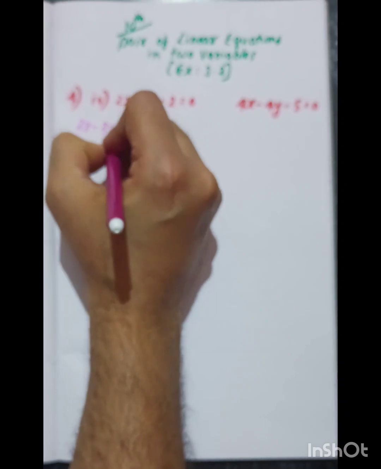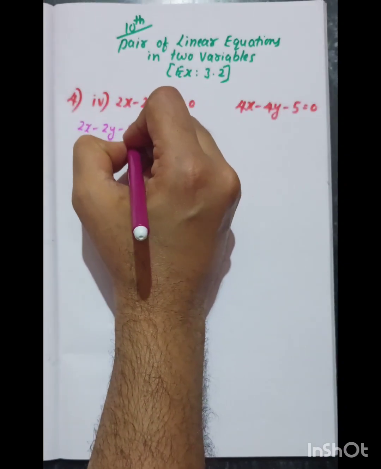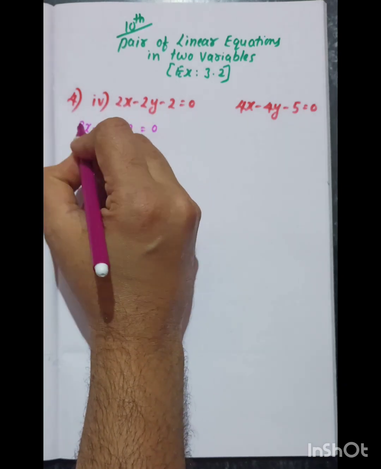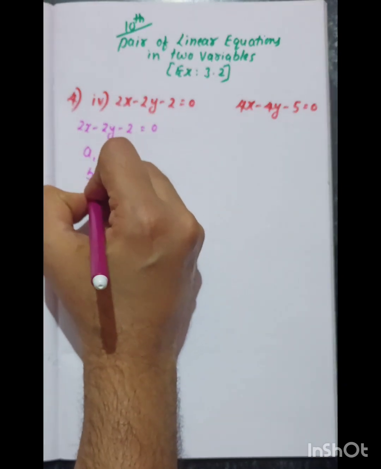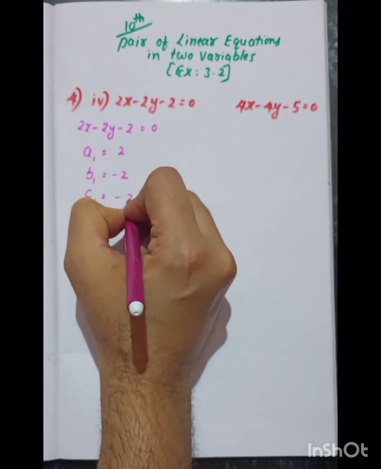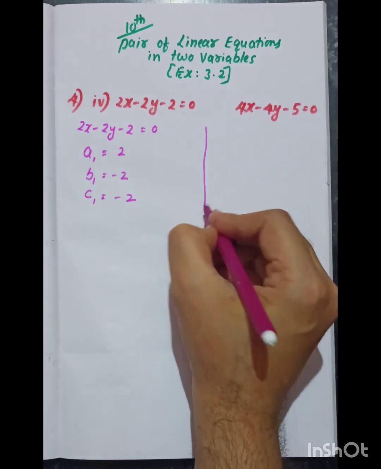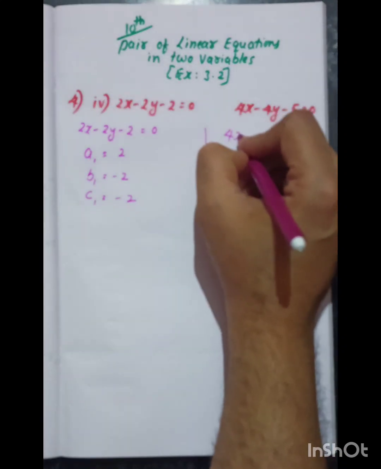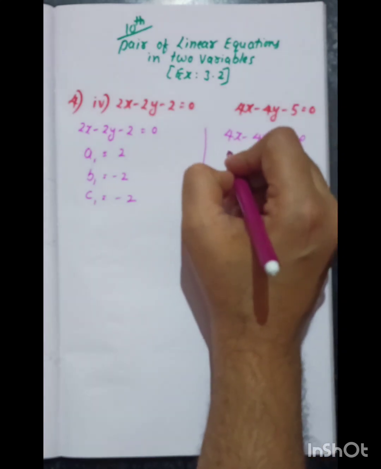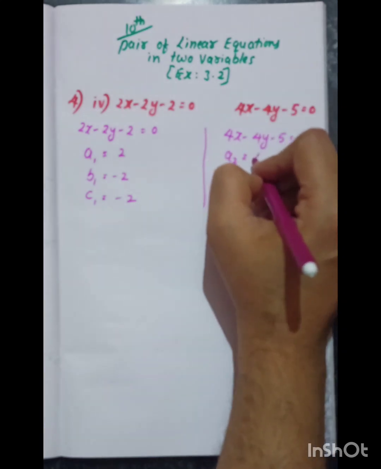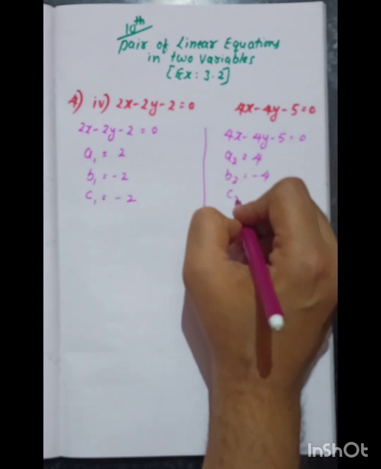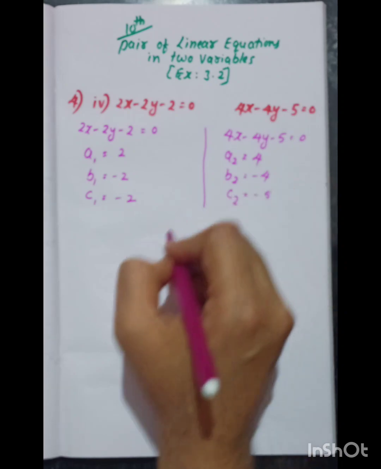2x minus 2y minus 2 equals 0. A1 equals 2, B1 equals minus 2 and C1 is also minus 2. Now for the second equation, 4x minus 4y minus 5 equals 0, A2 equals 4, B2 equals minus 4 and C2 equals minus 5.